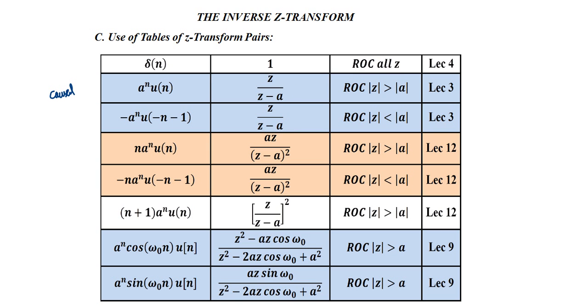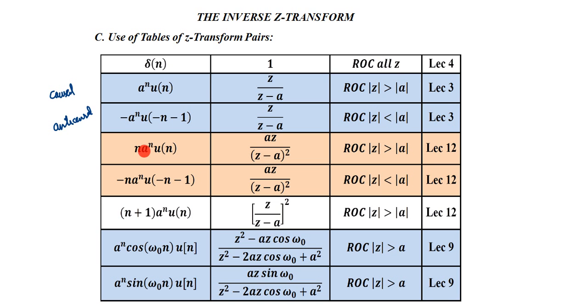But it is very important which ROC you choose. If the signal is causal, the ROC is modulus of z greater than a, and when the signal is anti-causal, as this signal represents, it is minus a raised to n into u of minus n minus 1. Always remember that there is a minus, and it is u of minus n minus 1, not simply u of minus 1, and there is no minus in the power of a. The answer will be the same, but the ROC is different. Here modulus of z greater than a, here modulus of z less than a. Again, you can watch lecture 3 for the explanation.